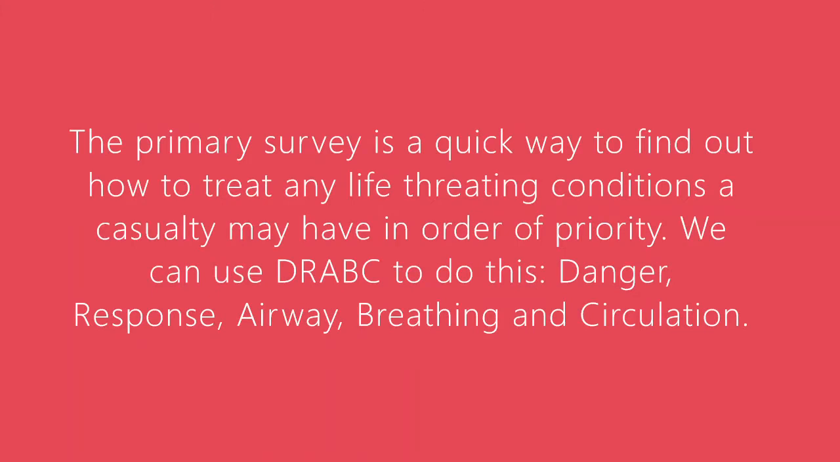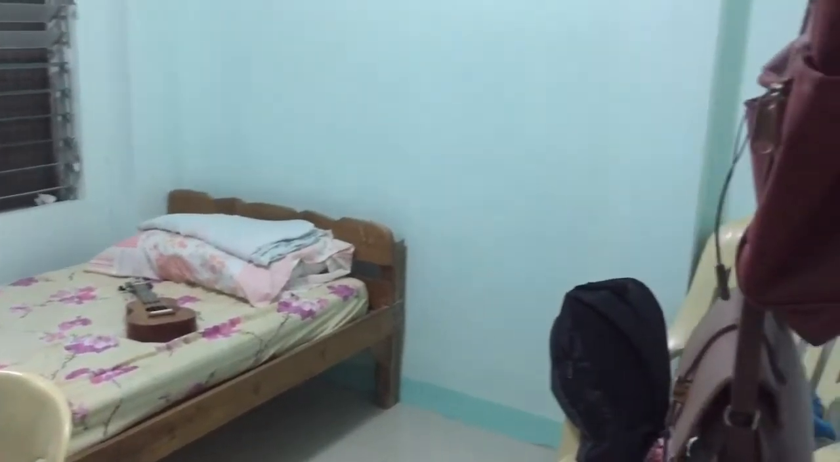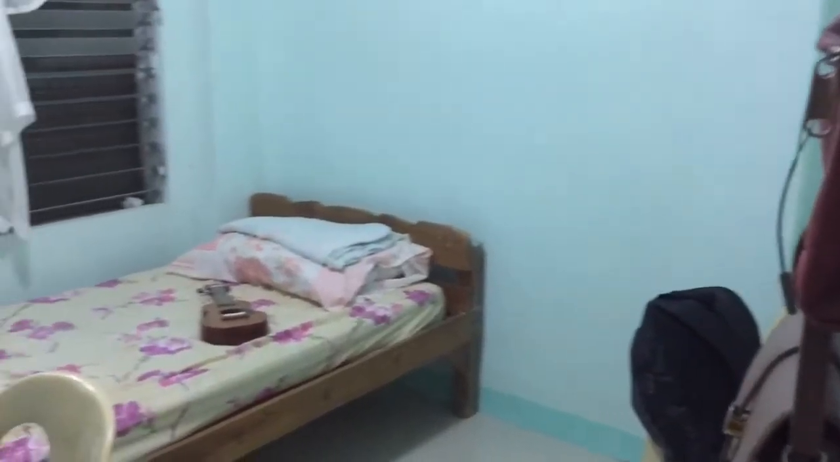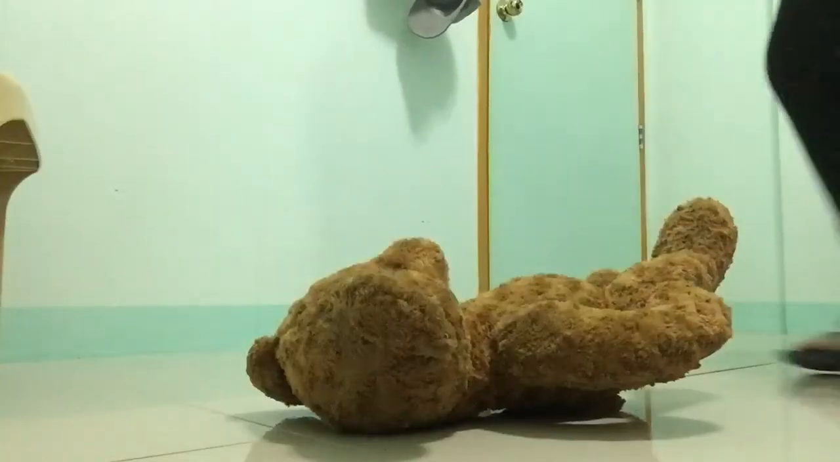The primary survey is a quick way to find out how to treat any life-threatening conditions a casualty may have in order of priority. We can use DRABC to do this. It stands for danger, response, airway, breathing, and circulation. In doing primary survey, always remember to use DRABC: danger, response, airway, breathing, and circulation.